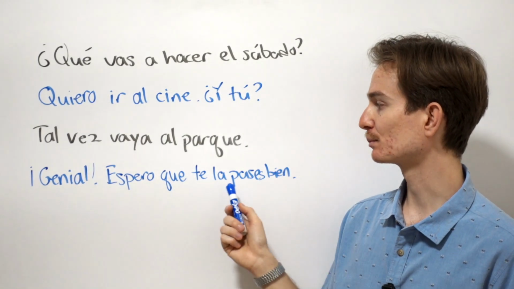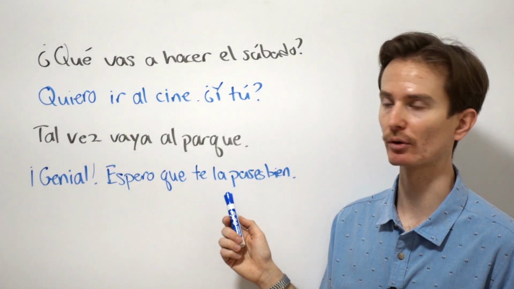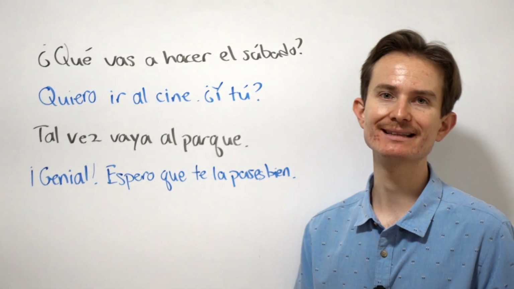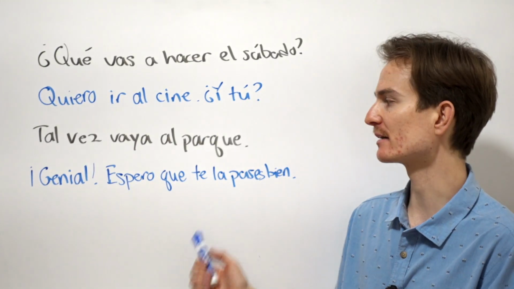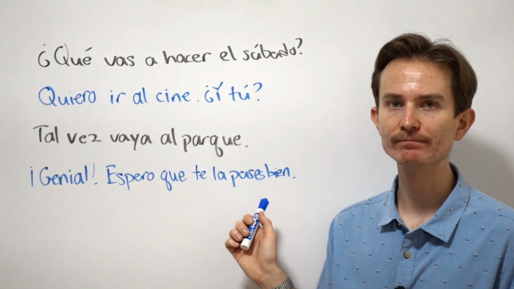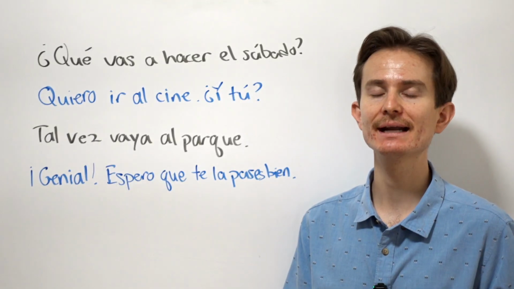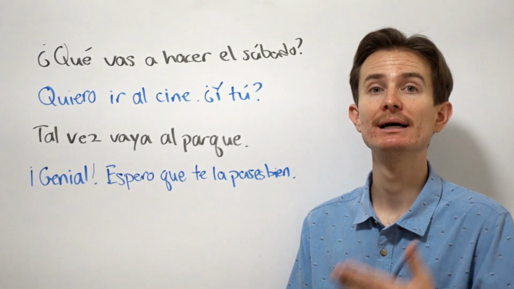Now, these object pronouns are pretty tricky. We have an indirect object pronoun. We have a direct object pronoun. All you need to know is that this is a common phrase we use if we're telling someone, hey, have a good time. Espero que te la pases bien. I could also say something like, me la pasé bien anoche. I had a good time last night.